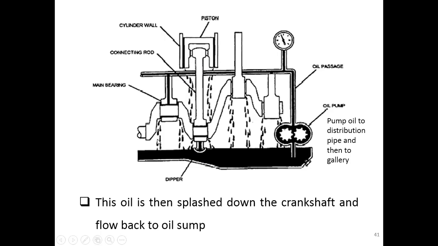So this is what we call the combined system, because we have a force feed to do the lubrication internally for the crankshaft, and we have a dipper to do the splashing lubrication for the external parts. Okay, so it's a combined system altogether.